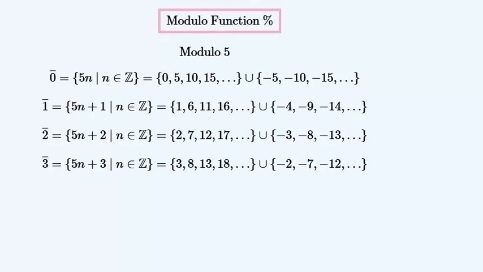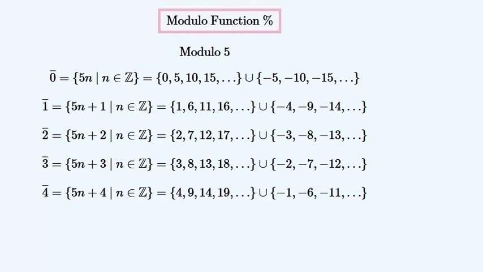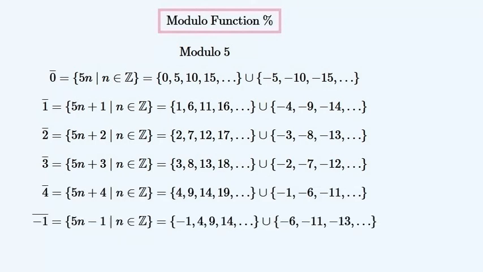This is the set 3 bar. This is the set 4 bar. And this is the set minus 1 bar, which looks like it is equal to the set 4 bar. This is an expression that we've already proven.